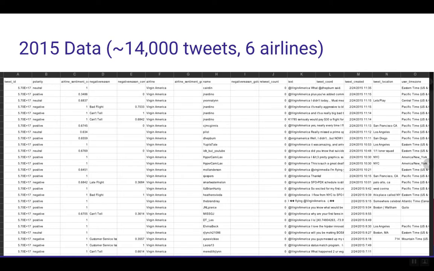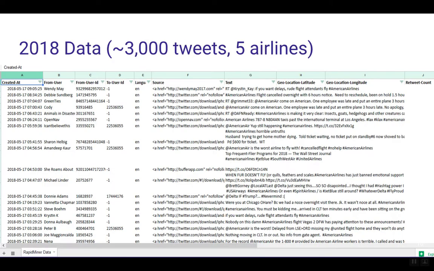As we take a look at the very basics of our 2015 Twitter data set, our data set includes roughly 14,000 tweets, again, across the 6 airlines, and you can see a screen cap of what that looks like here. So it includes a number of attributes from airline to sentiment type to text that's included with some of that social media content. And we tried to model our 2018 data set very similarly. So as you flip to the next slide, you can see what that looks like as well.